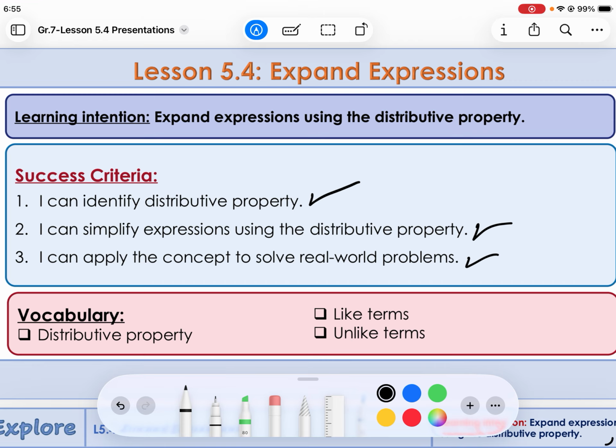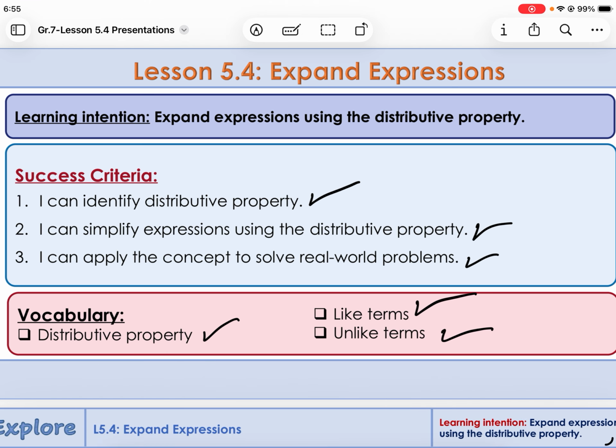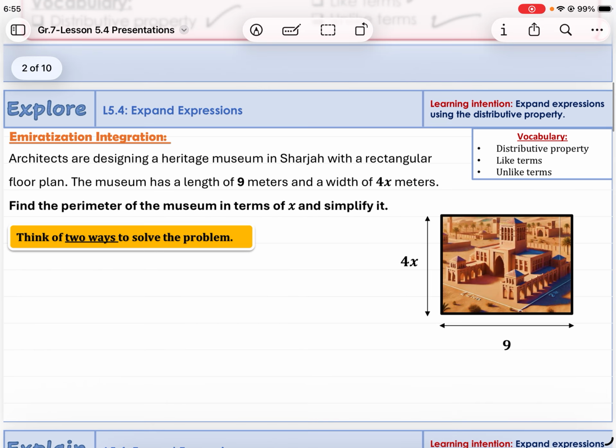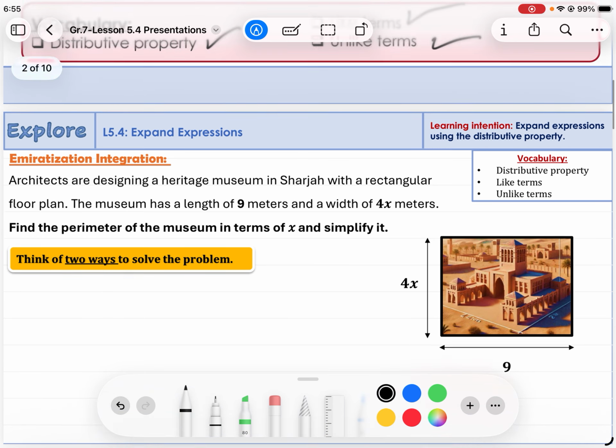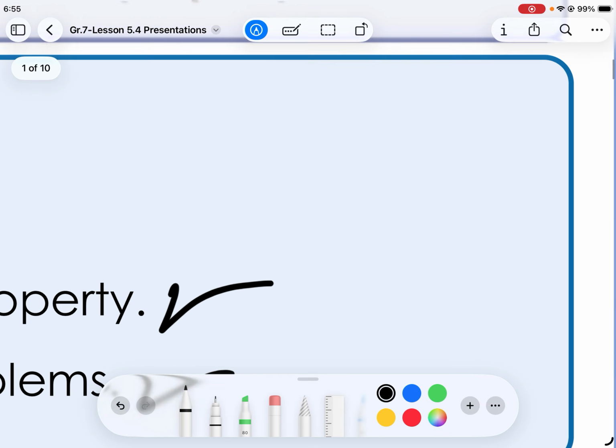The vocab words that you should focus on in this lesson are the distributive property, of course, like terms and unlike terms. So let's move on. So we have here a real life application, but before we move on to start solving it, I want to remind you of the rules that we use to multiply, divide, subtract, and add integers. So let's recall the rules quickly.